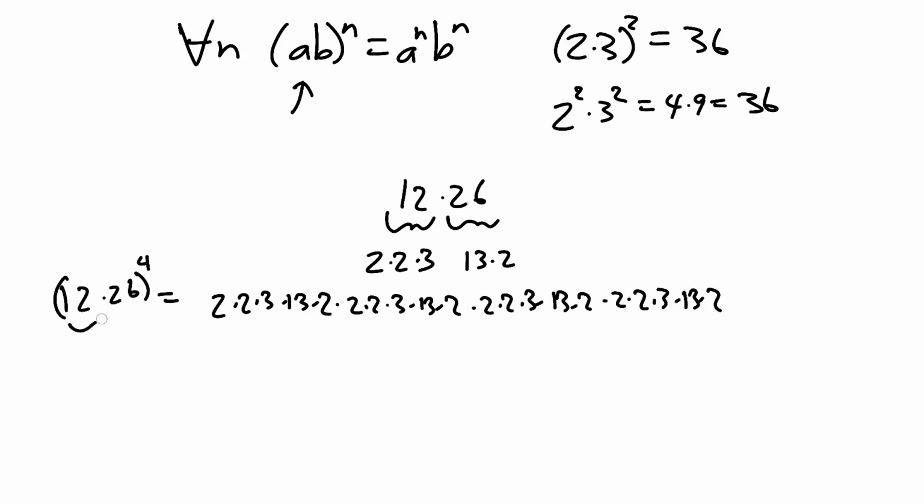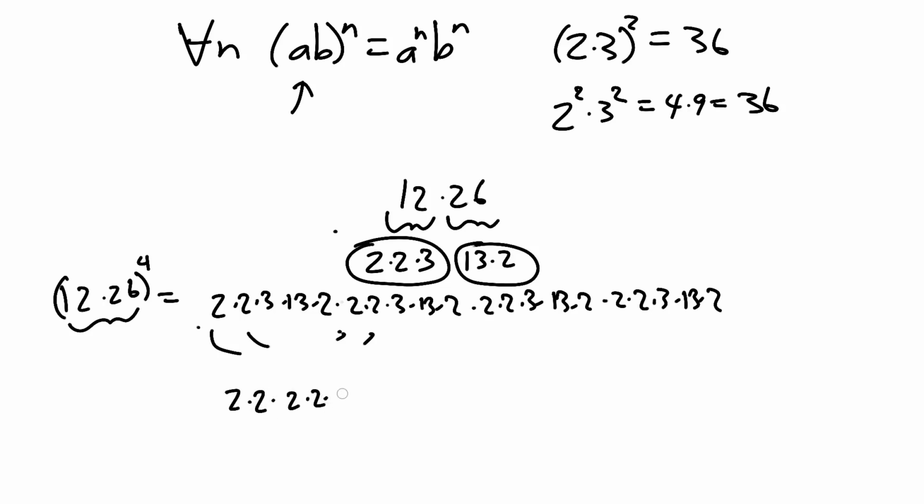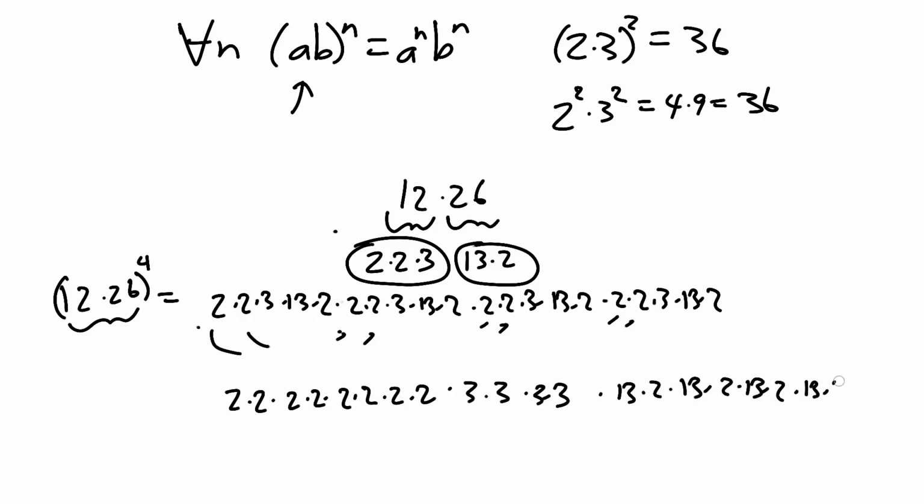That's the definition of this to the 4th, because 12 is equal to that, and 26 is equal to that, and so I just multiply them all out like that, right? Well, if you just rearrange the terms, you'll realize that you have 2 times 2 times 2 times 2 times 2 times 2 times 2 times 2, right? I'm just putting all of the 2's together, times 3 times 3 times 3 times 3, times 13 times 2 times 13 times 2 times 13 times 2 times 13 times 2, right? And so you're going to end up getting 12 to the 4th times 26 to the 4th just by rearranging the terms, right? Which is exactly what we're trying to prove here, right?